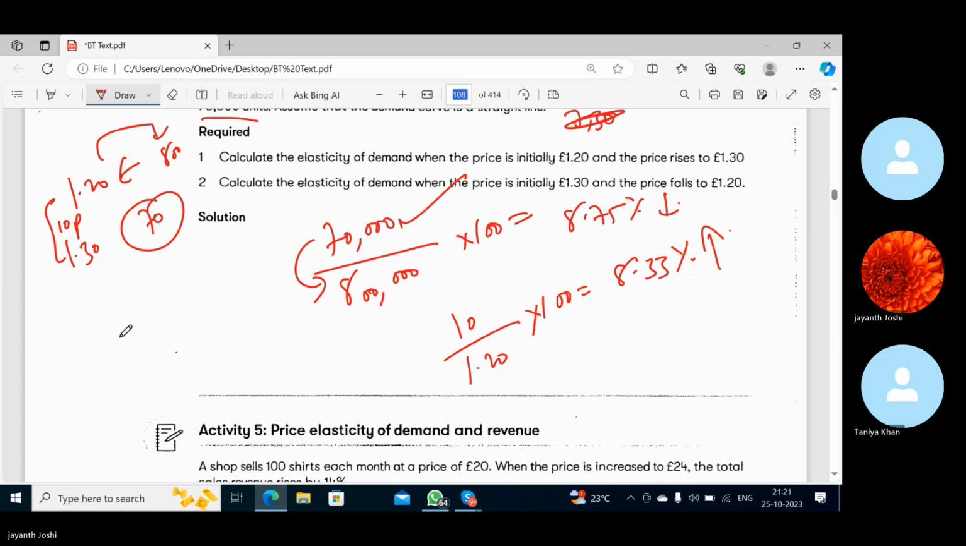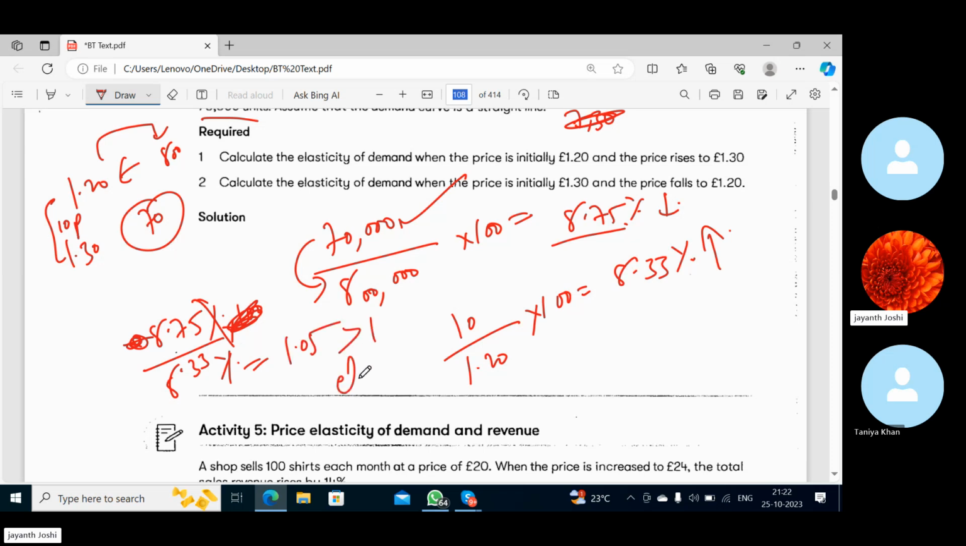So now elasticity. It is falling, right? So 8.75 divided by 8.33. Just tell me what is the elasticity of demand. What is the answer? Yeah, so these are already in percentages, we can directly take them as percentages. The 100s cancel. 8.75 by 8.33 is 1.05. It is more than one. It is elastic. Okay.